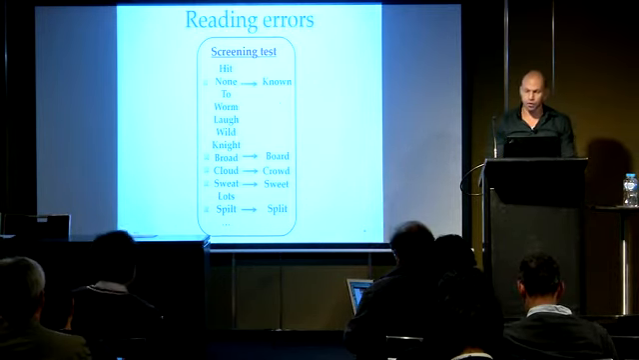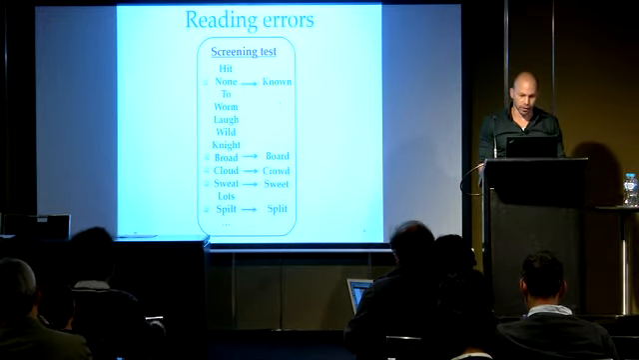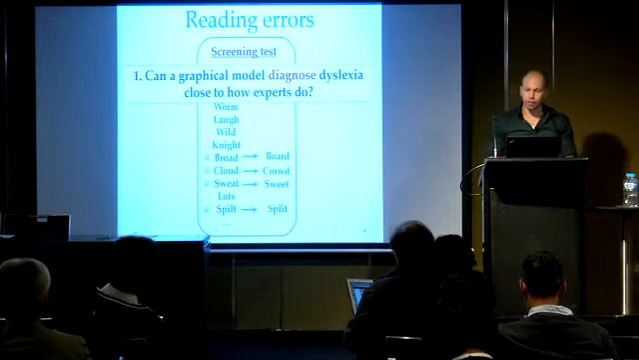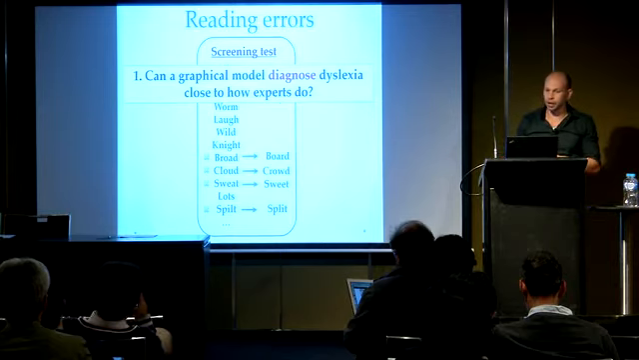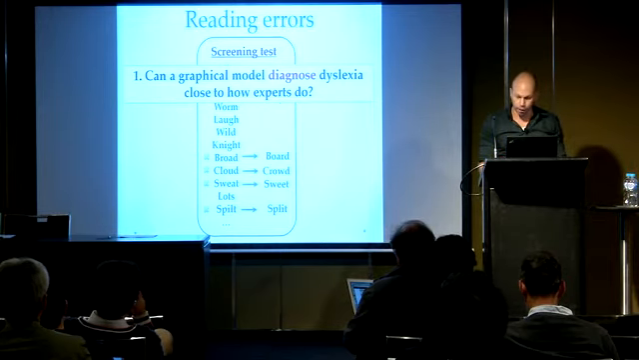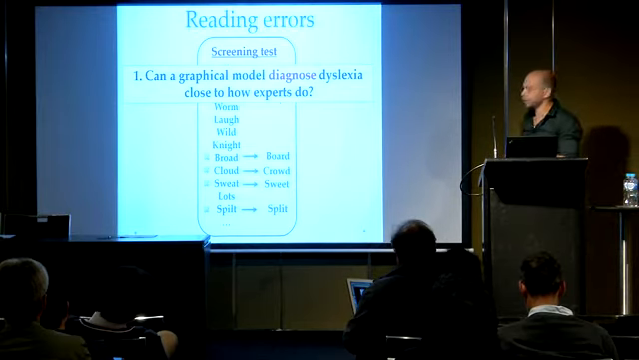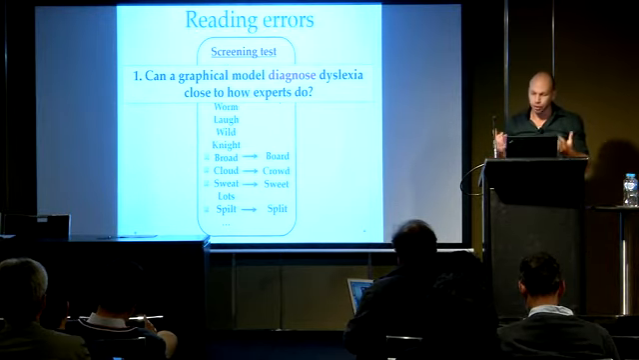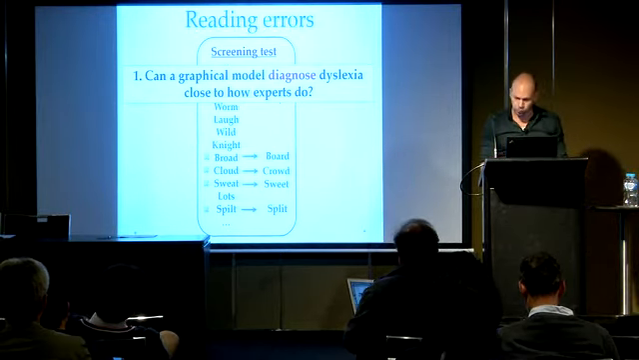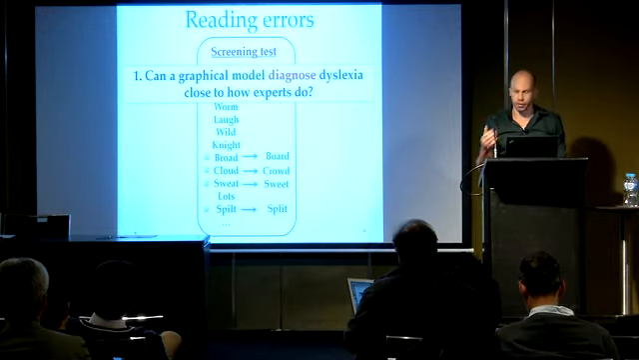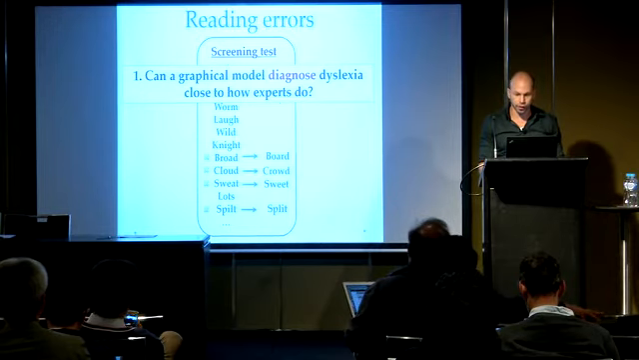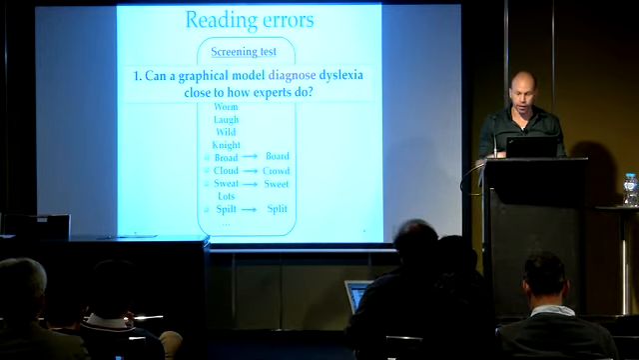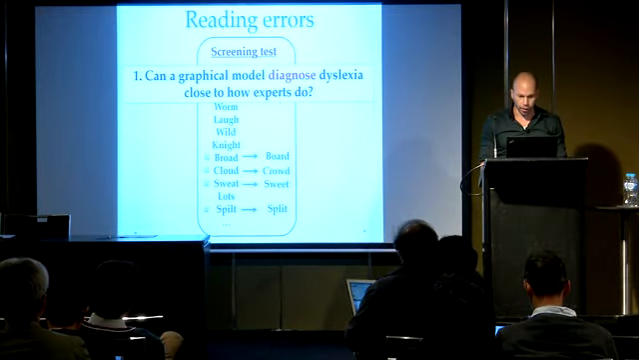And we ask three different questions. First, we ask, can a graphical model diagnose dyslexia close to how experts do? Currently, the diagnostic procedure is complicated. A person needs to go to an expert, and it could also be costly. And an automation of the process could make the diagnostic procedure more accessible and even cheaper.